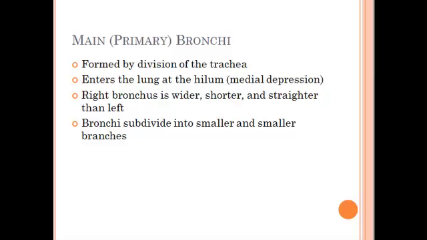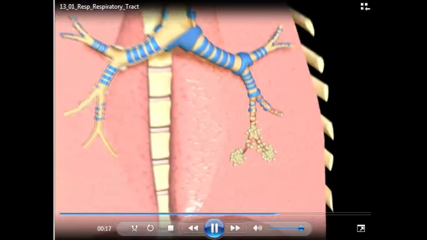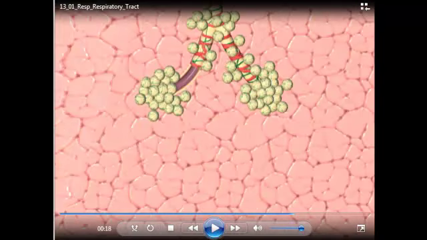And from the bronchi, you divide up into smaller and smaller branches called the bronchial tubes. So if you go back to this video, you can see the trachea, and then you can see the bronchi. Oops, back up just a little bit.